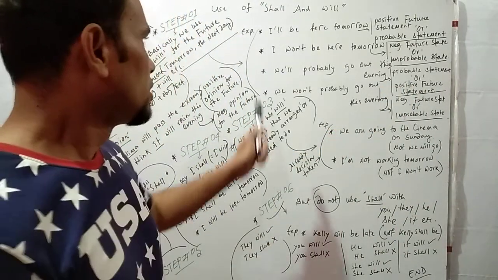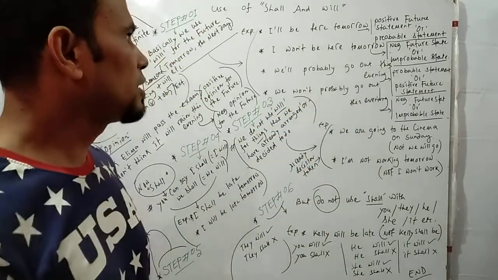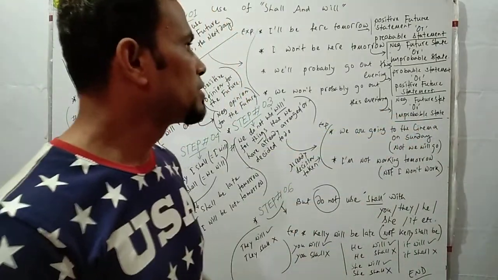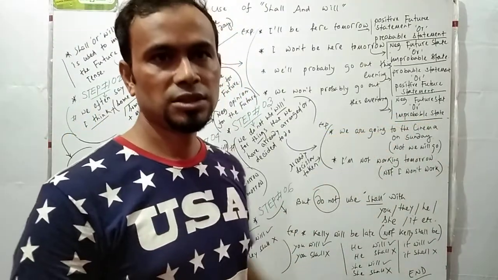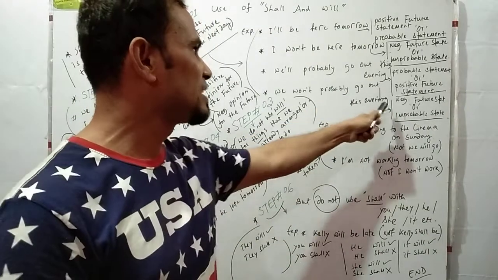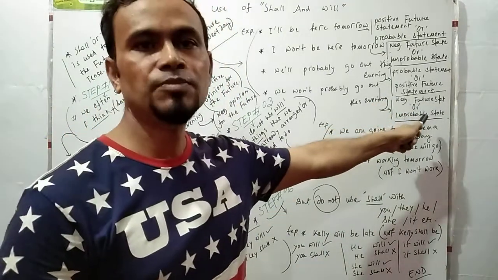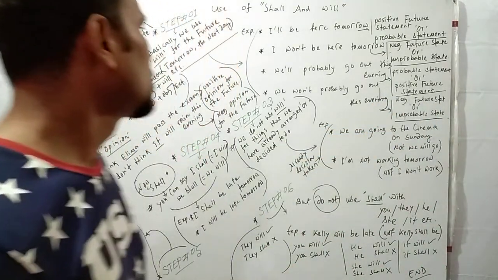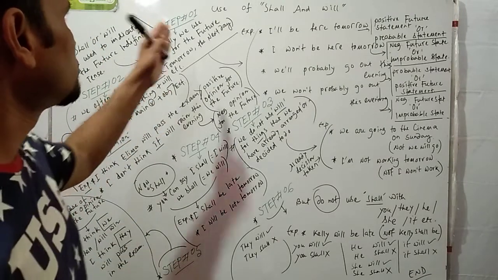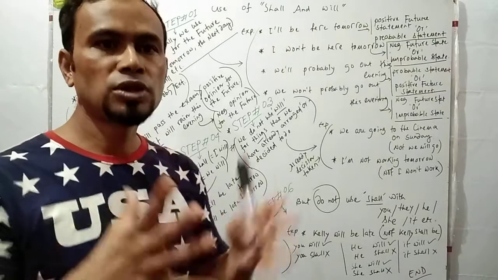Next sentence, we won't probably go out this evening. This sentence means a negative future statement, or we could say an improbable statement. There's not a possibility to go out this evening. That's why we can say negative future statement or improbable statement. I think from step one, you got important information.